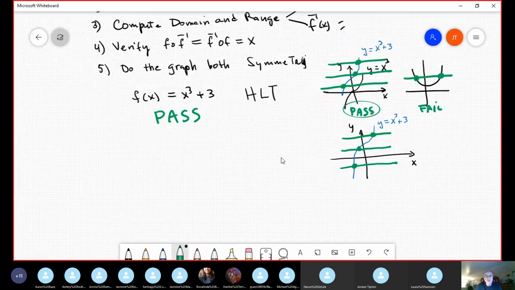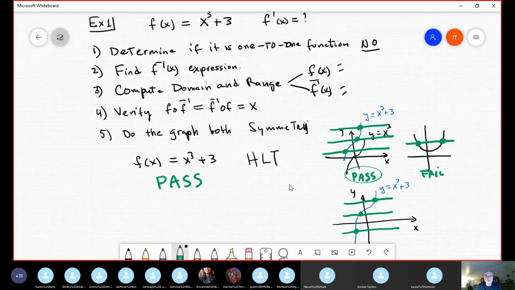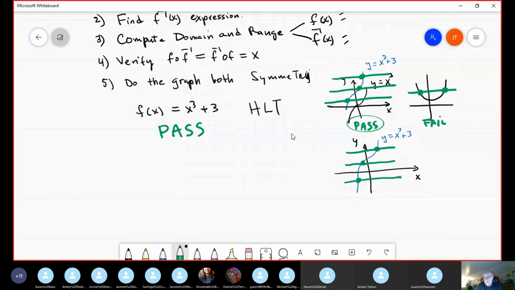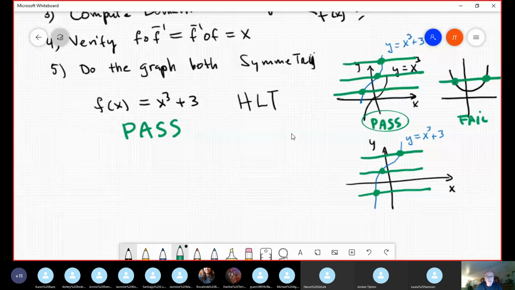Okay, so what we covered so far is that the function we studied in example 1 is one-to-one because it passes the horizontal line test. Therefore, this function is invertible. In other words, the inverse function exists.